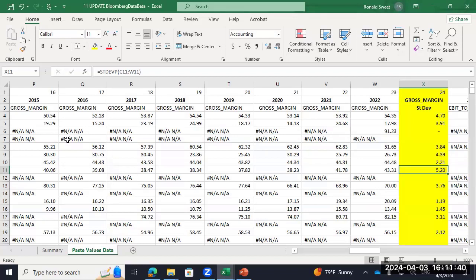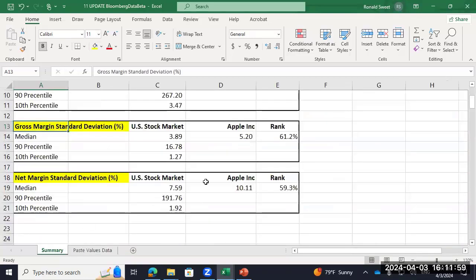So would you use the sample estimation? I always use P, because it wouldn't matter in the rankings here. We're not doing statistics where we need the standard deviation. I'm just doing this as a measure of their relative volatility. So all of these are doing the population.